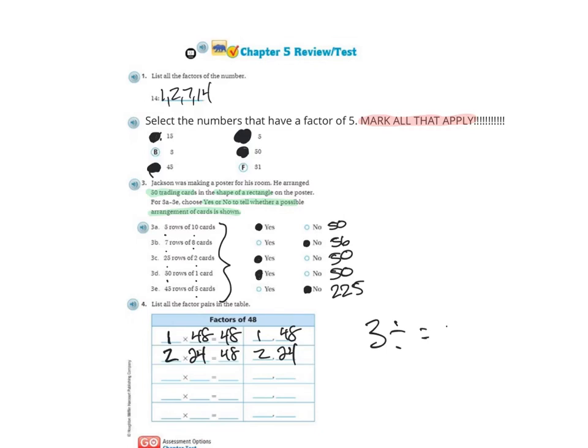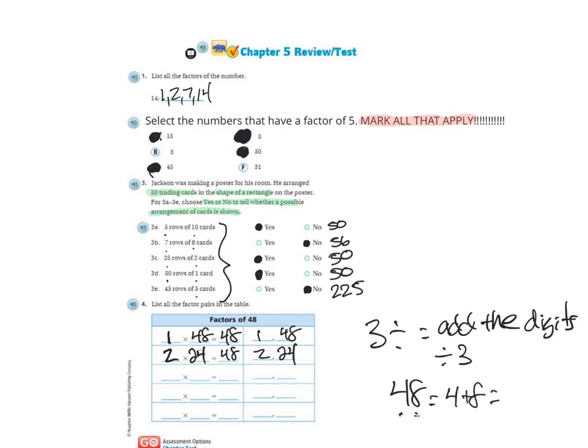Add the digits. Right, add the digits, divide by 3. What do I mean by that? Okay, 48. Add my digits. 4 plus 8. What is 4 plus 8? Equals 12. Can I divide 12 by 3? 12 divided by 3? You bet you can. 12 divided by 3 gets me 4. Now, that's not the answer. That just tells me that 48 is divisible by 3.